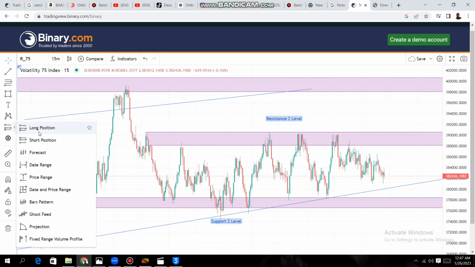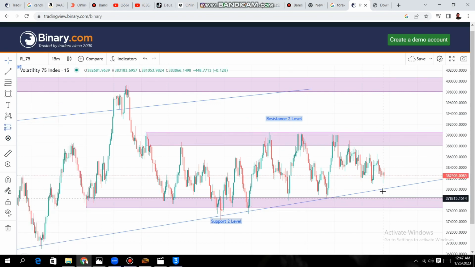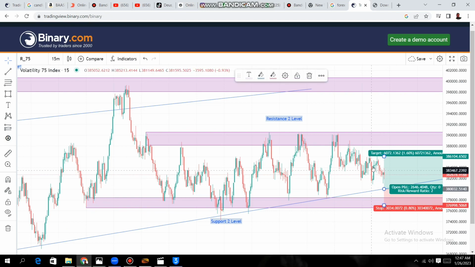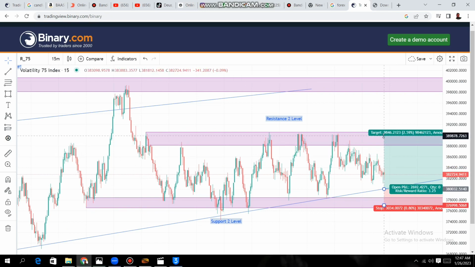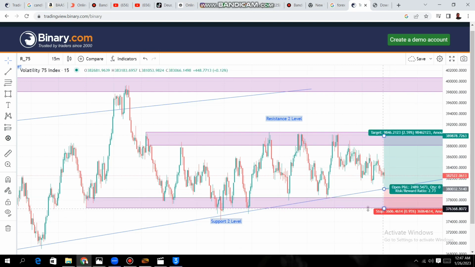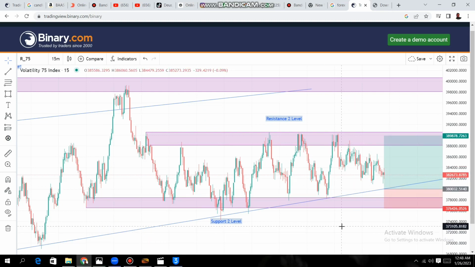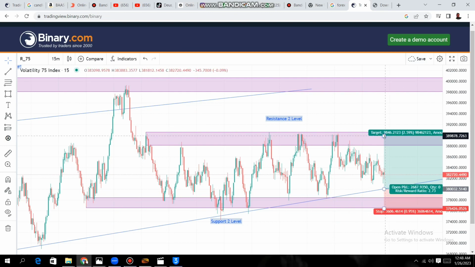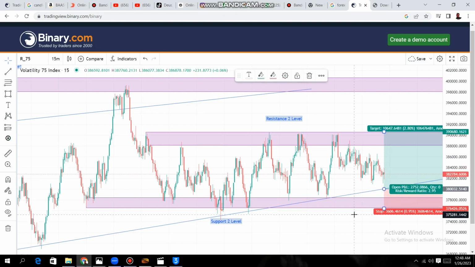So we're looking to enter a long position here. So this would be our entry. Once price comes there, this would be my stop loss and my take profit. Ratio 2-7, which is very fair and quite enough if you take the risk.